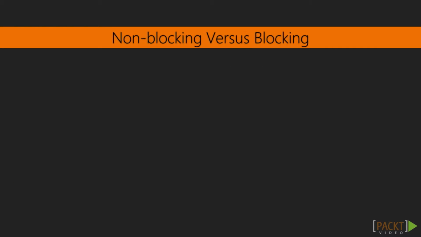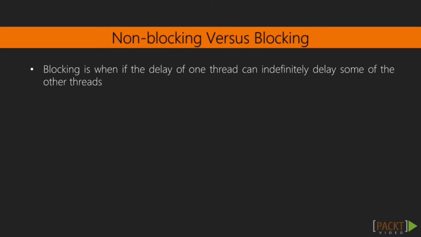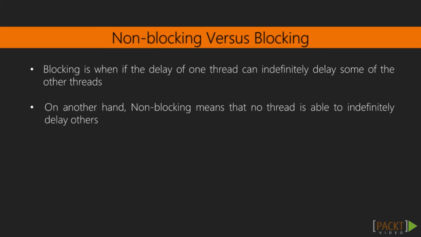The next thing we'll look at is non-blocking and blocking. We talk about blocking if the delay of one thread can indefinitely delay some of the other threads. In contrast, non-blocking means that no thread will be able to indefinitely delay others. For example, if a thread writes a file on a disk and the operation takes ages as the disk access is slow, this thread will delay other threads and block them. But if the thread just signals that it wants to write something to the disk and registers a callback to be executed once the write has succeeded, in this case, the thread doesn't delay other threads.